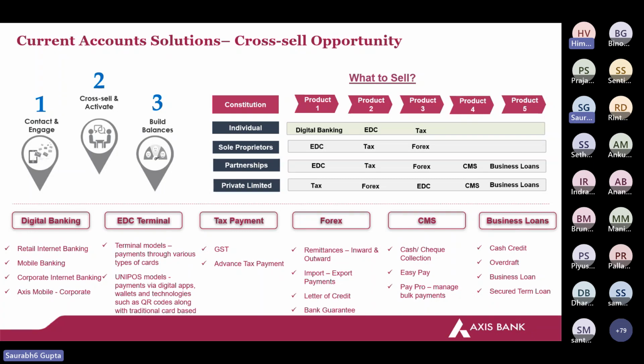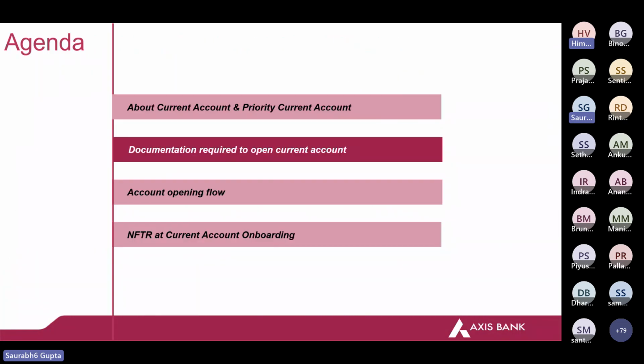Then there is a PPRO solution for the bulk payment requirement of the customer. Then there are a lot of solutions regarding working capital, like CC and OD and term loan requirement of the customer. So these are the cross-sell offerings which we are offering to the customers. These are the basic current account features and cross-sell products which you can offer to the customer.